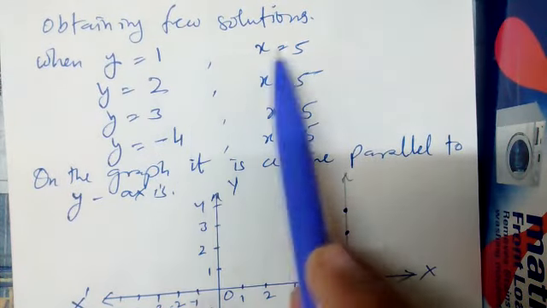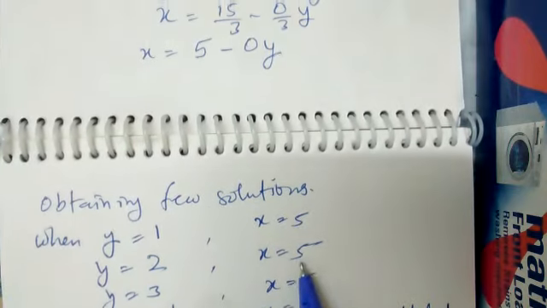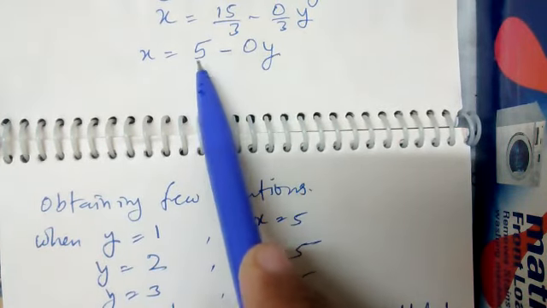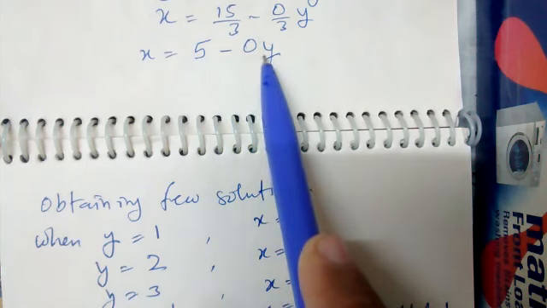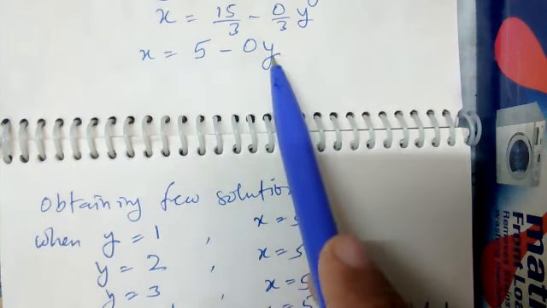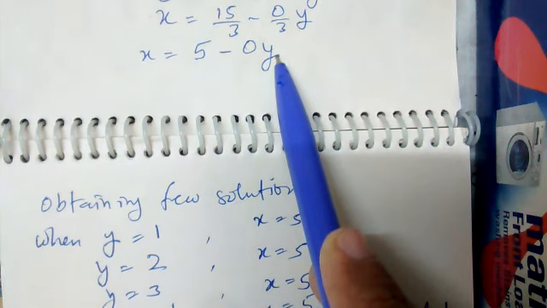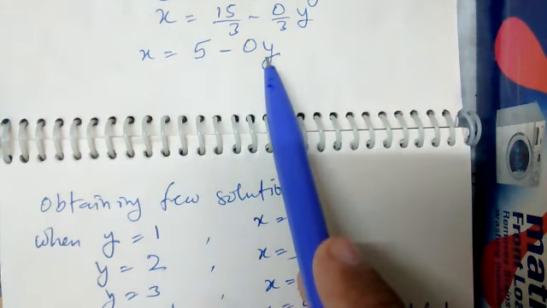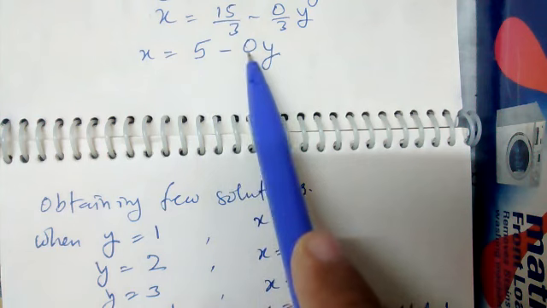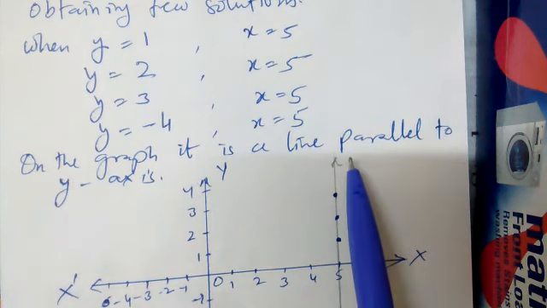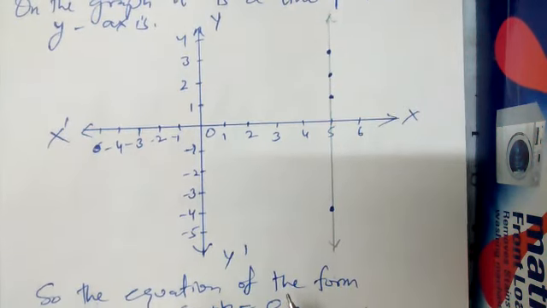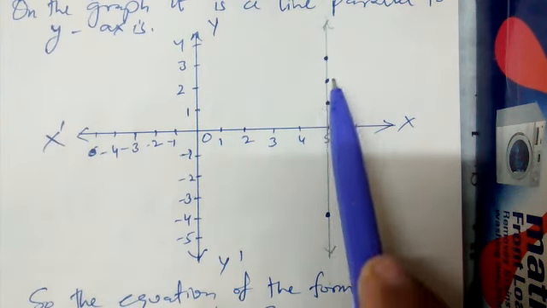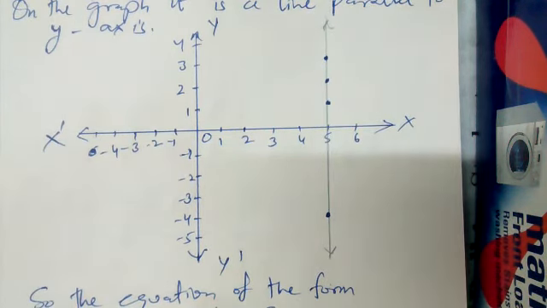When y equal to 1, x equal to 5 minus 0 into 1, that is 5 minus 0, x is 5. When we put y equal to 2, x is again 5. Y equal to 3, x is again 5. Putting y equal to minus 4 also gives us x equal to 5 minus 0 into minus 4, again 5. So these are the solutions. Now we plot them in the graph like you see here. These are the 4 points we determine and they have been plotted. Upon joining we get a line parallel to the y-axis.